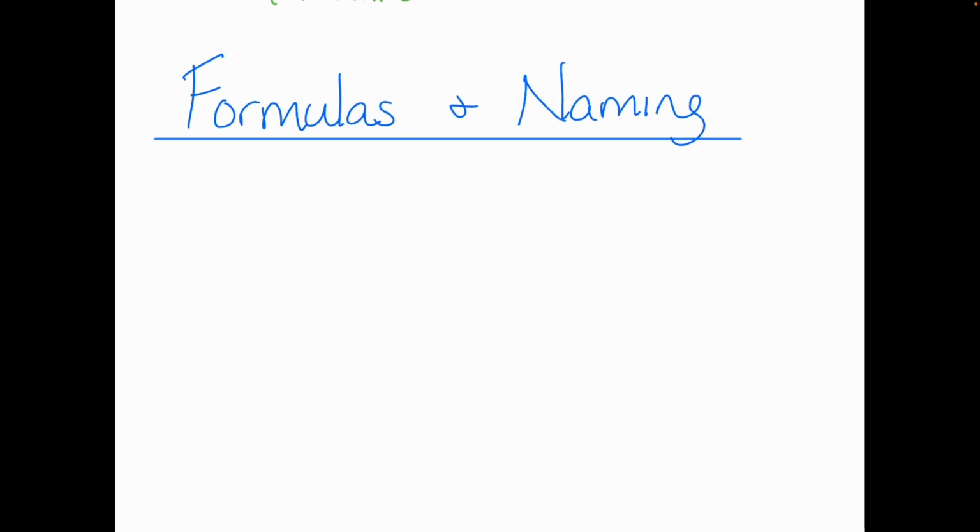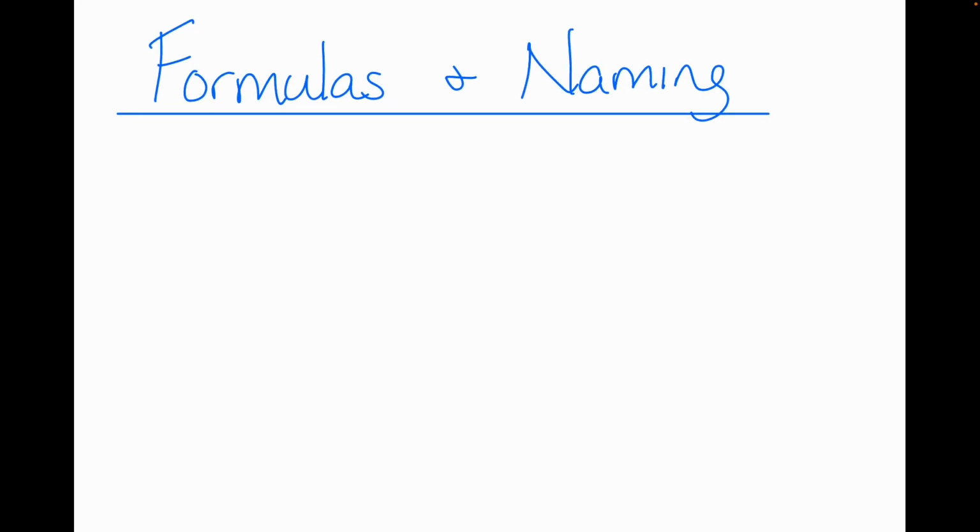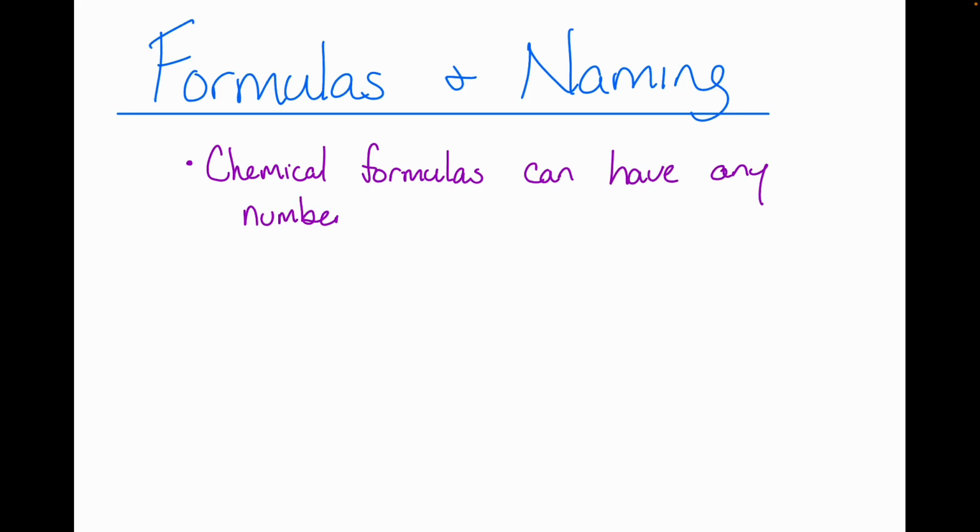So one big difference is that our formulas for our covalent compounds, our chemical formulas, can have any number of each element.